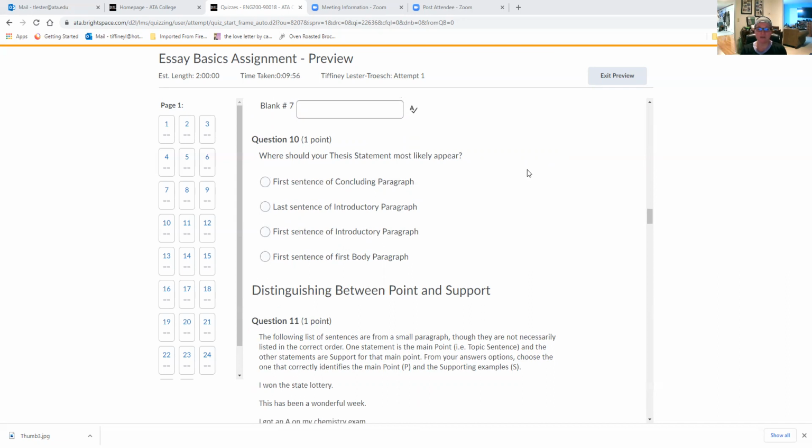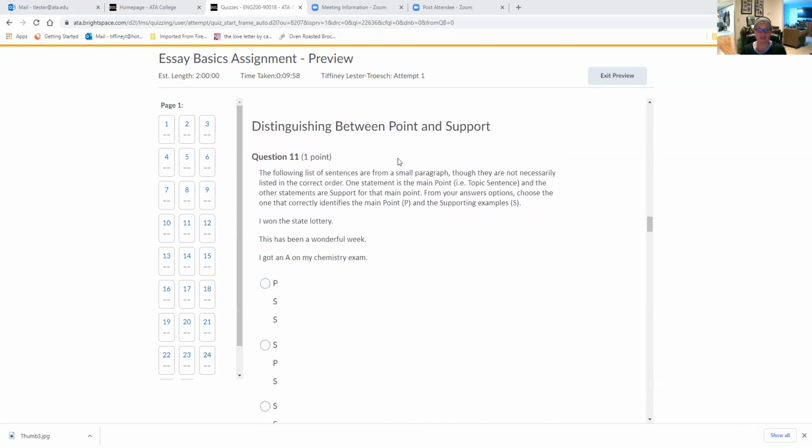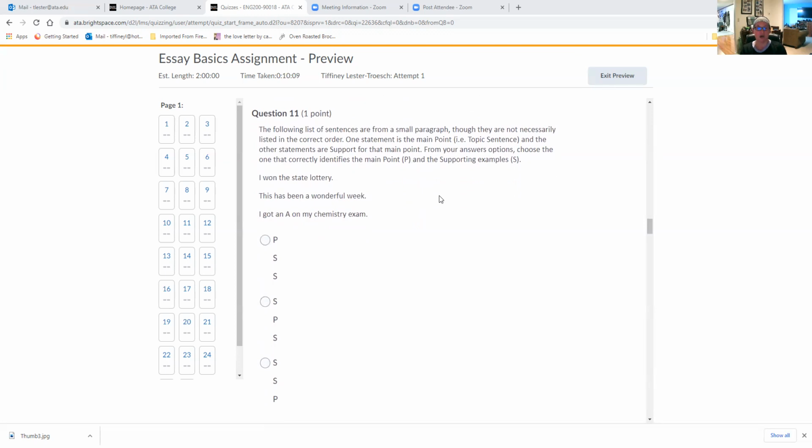Okay. Then we're moving on. The next section is getting more into body paragraphs. We're looking at point and support. Okay. So I really want to go through this section real quick. It can be a little confusing. Let's see, and I think there's 3 questions like this, right?